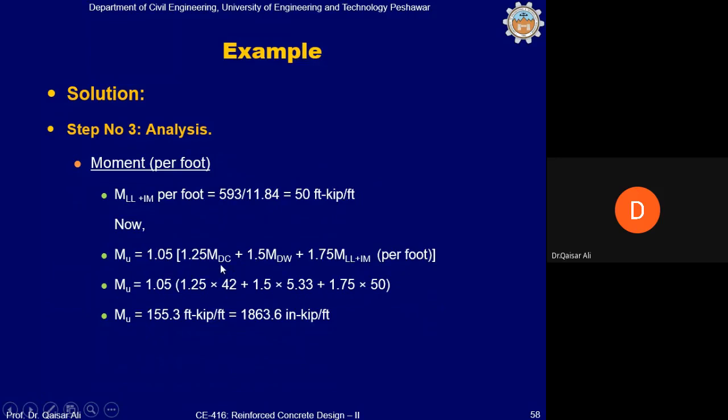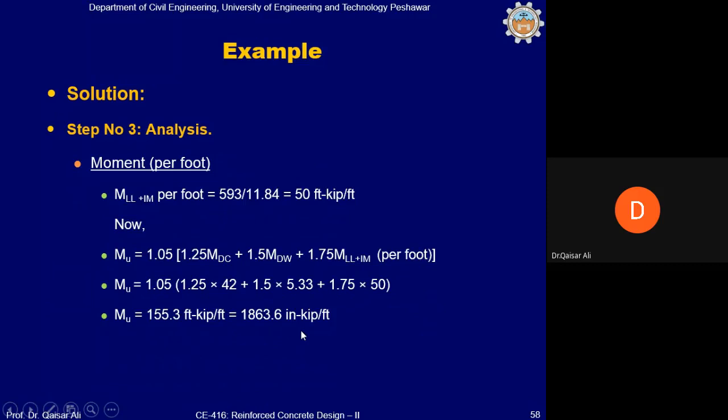1.05 into 1.25 MDC. MDC is the dead load moment. MDW is the bearing surface bending moment, and this is the live load bending moment, 1.75 into 50. This gives us a bending moment of 155.3 kip-foot per foot. When we convert this into kip-inch per foot, we multiply this by 12 and we will get 1863.6 kip-inch per foot.